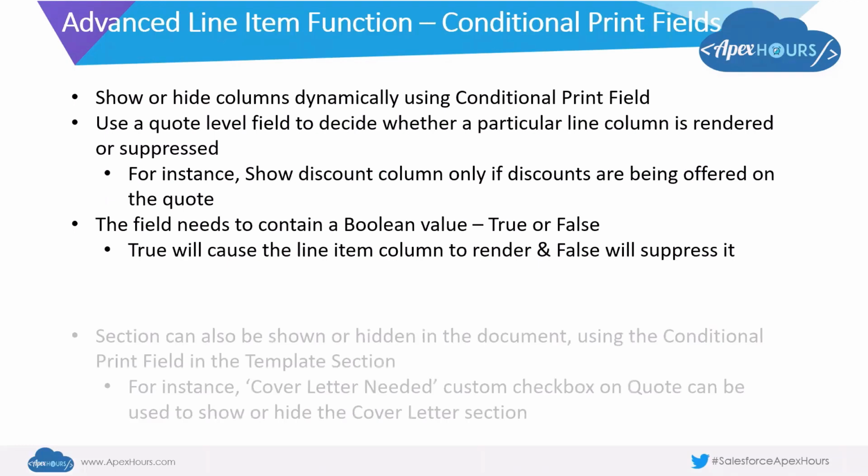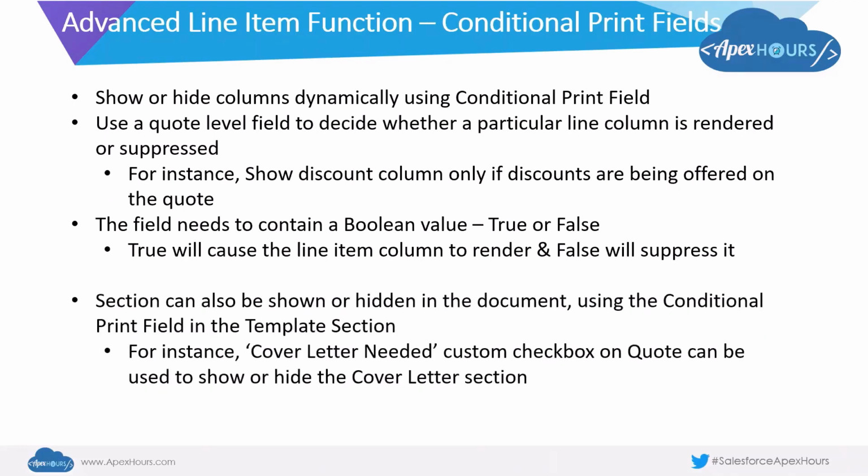So the same functionality can be used on sections as well. You can show or hide a section in the document using the conditional print field, but in the template section. If you use the one that's on the template section, it's going to either show or hide based on the value that you're going to reference here. It's the same condition again here. Use a Boolean value field, which will have either a true or a false.